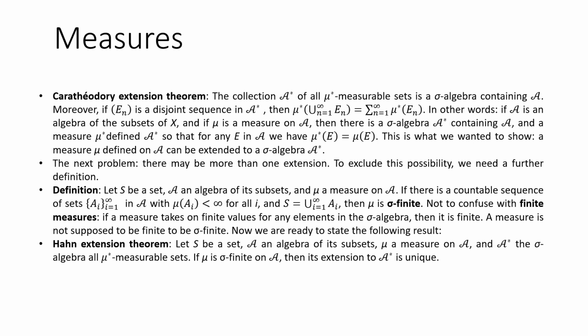So we can say that being finite is the stronger requirement, because a measure which is finite is necessarily sigma finite, but a measure can be sigma finite while it takes on infinity for certain elements in the sigma algebra. So if the measure we defined on the algebra is sigma finite, according to the Hahn extension theorem, the extension is unique. So the Carathéodory extension theorem and the Hahn extension theorem ensure that there is an extension from the algebra to the sigma algebra, and the extension is unique.